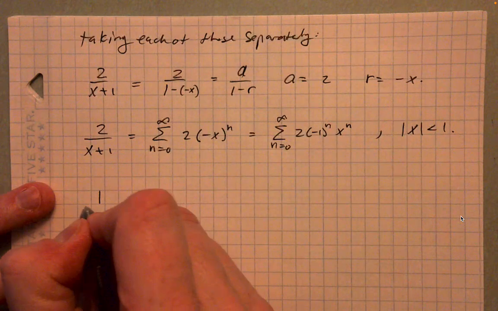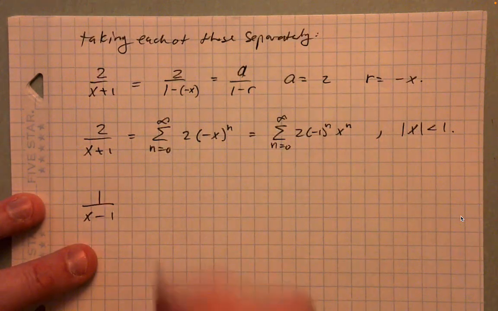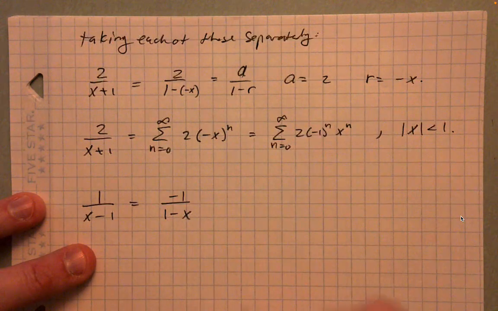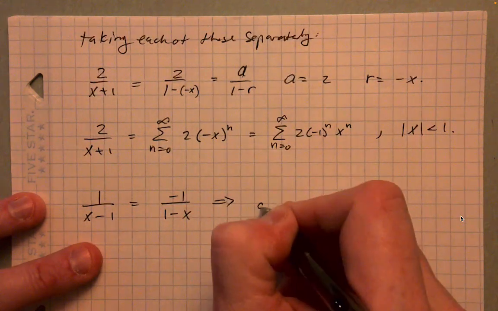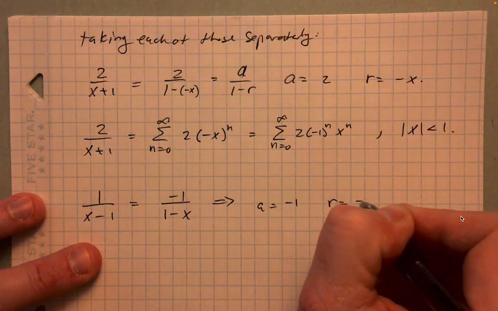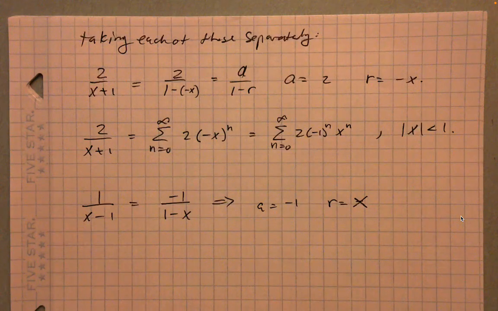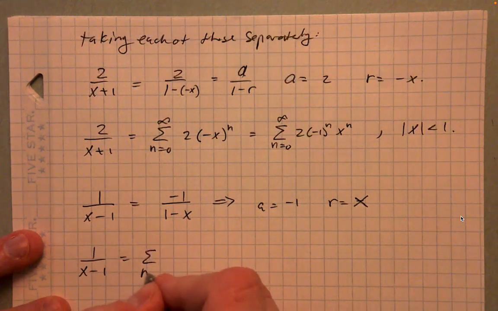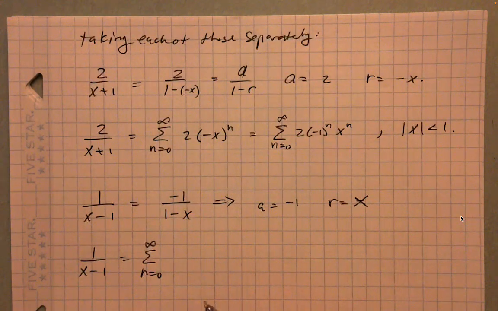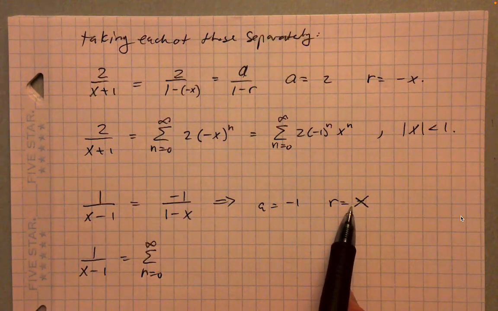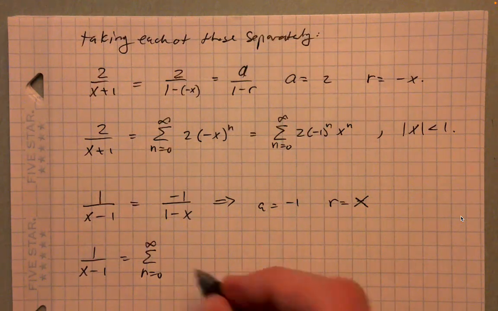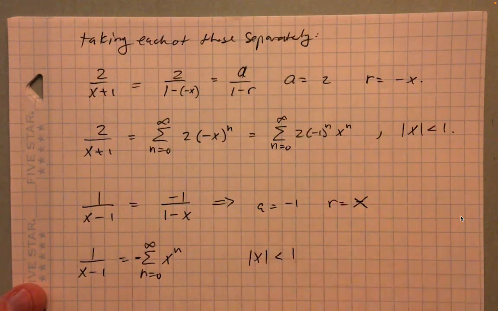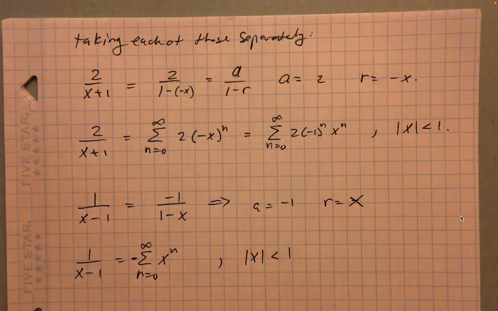Well, the other series is going to be based on 1 over x minus 1. This one we could write as negative 1 over 1 minus x, which implies that a is equal to negative 1 and r is equal to positive x. And so in this case, 1 over x minus 1 is equal to the sum from n equals 0 up to infinity of negative 1 times x to the n. So I'm going to put the negative out front and write it like that. And again, this is going to converge when the absolute value of x is less than 1. Okay, and so I can add them together.